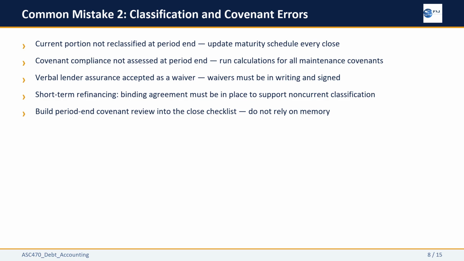Watch out for this one. Verbal assurance from a lender that a waiver is coming is not a waiver. The waiver must be in writing and signed before it protects your non-current classification. Similarly, if you are relying on a refinancing to keep short-term debt classified as long-term, you need a binding agreement, not just intent. Build all of these checks into a formal close checklist so nothing falls through the cracks.